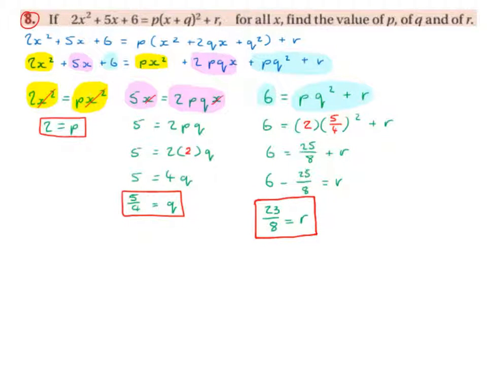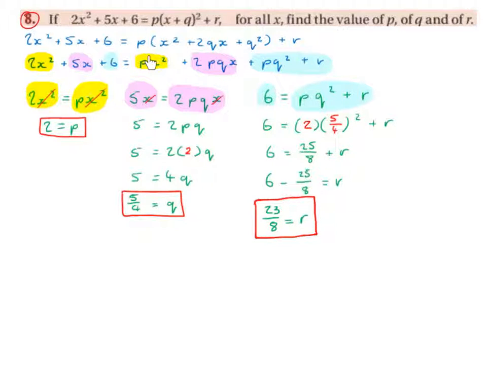Then we're going to work out (x plus q) squared. So (x plus q) squared is (x plus q) times (x plus q), which gives us x squared plus 2qx plus q squared. We're going to stick on the p in front with brackets around it and bring down the plus r. Again, we're going to bring down the 2x squared, the 5x, and the 6, and the equals.